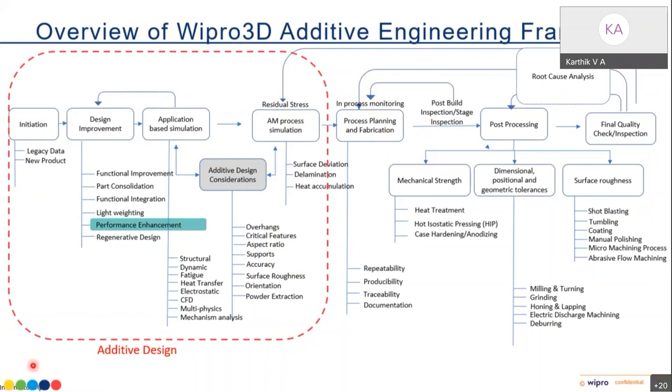So this entire thing, from the initial CAD file or reverse engineering legacy data to obtain a CAD file, to doing this simulation and making sure that the simulation results are satisfactory, all of this falls under additive design and is the role of a person working on design for additive manufacturing. So the design person also has to know the software-based analysis. He needs to know how the mechanical properties get affected by the design.